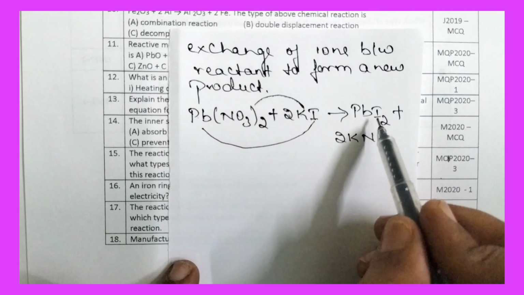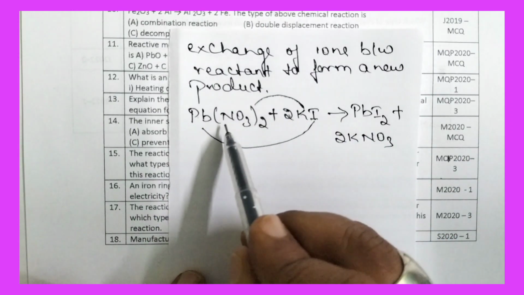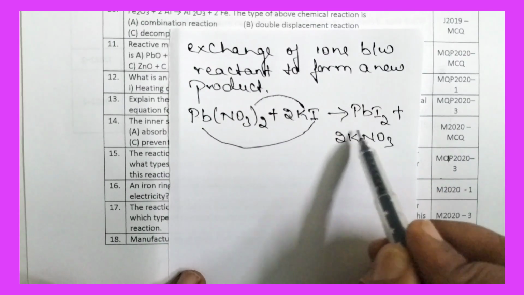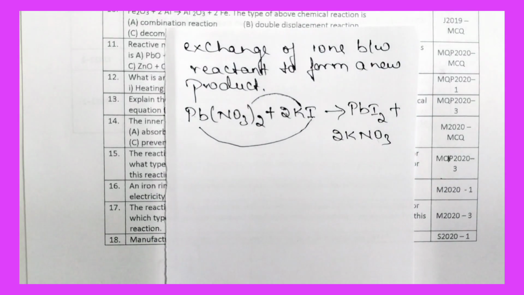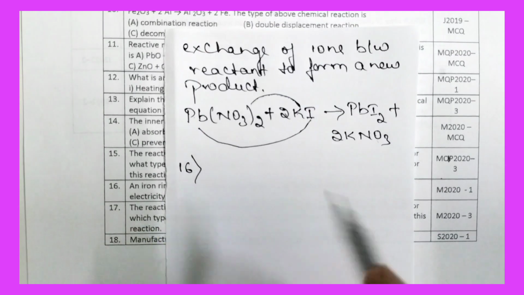So this is the balanced equation. Here exchange of ions takes place between the reactants to form a new product. These two are new products. Such a reaction is called double displacement reaction. Now let us move to the 16th question.